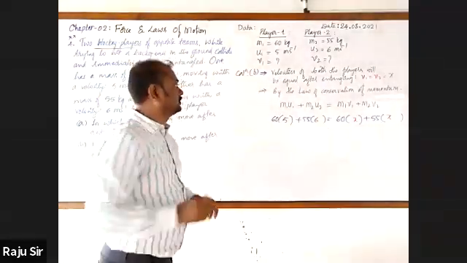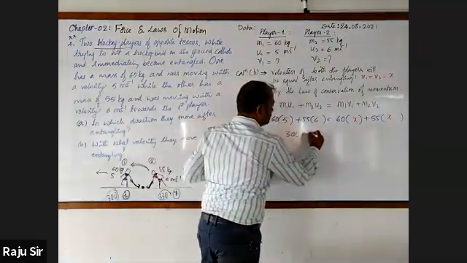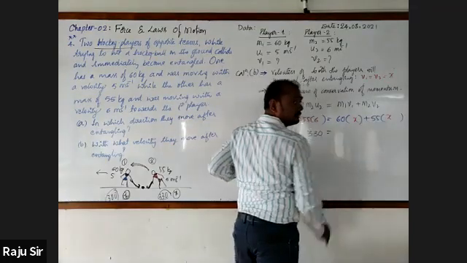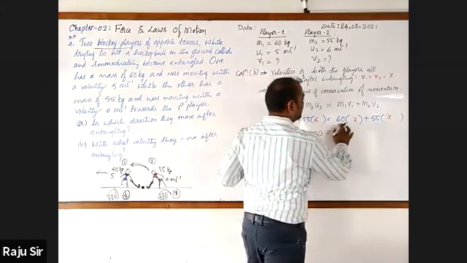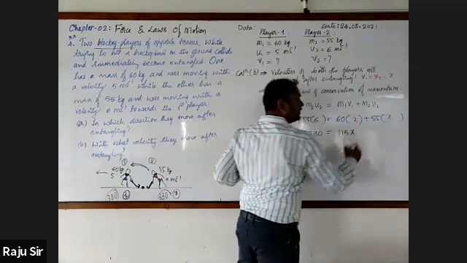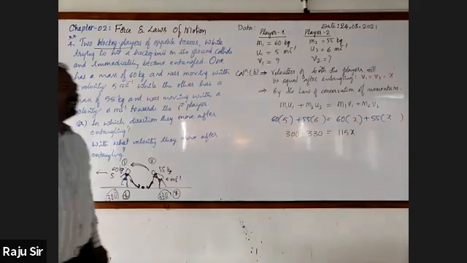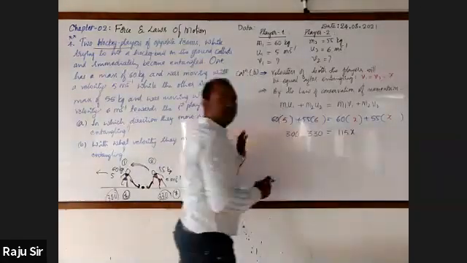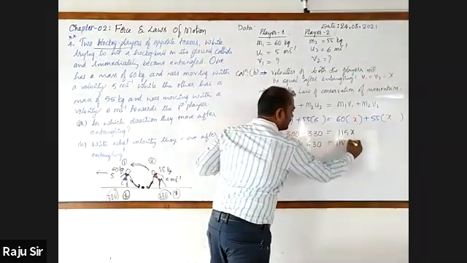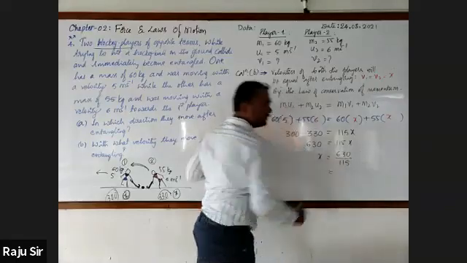300 plus 330 plus 60X plus 55X, which is 115X. Now this is 630. Very good. Then X equal to 630 by 115, 5.47.